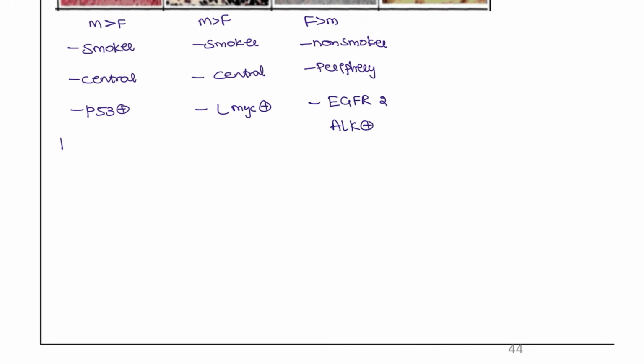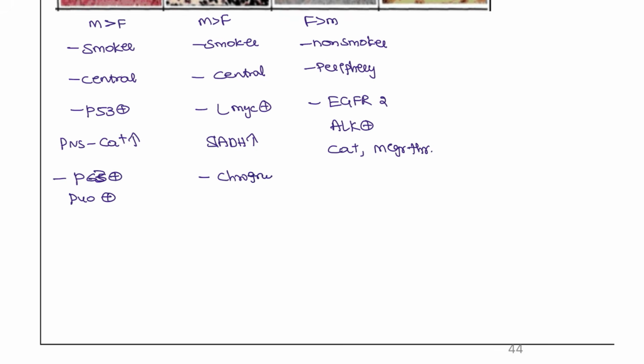Paraneoplastic syndromes: increased calcium levels with squamous cell, increased chances of SIADH with small cell, and with adenocarcinoma, migratory thrombophlebitis. Next, markers. P63 is positive and P40 is positive in squamous cell. Chromogranin, synaptophysin and bombesin are positive in small cell because it is a neuroendocrine tumor. In adenocarcinoma, it is going to be positive for TTF and napsin.